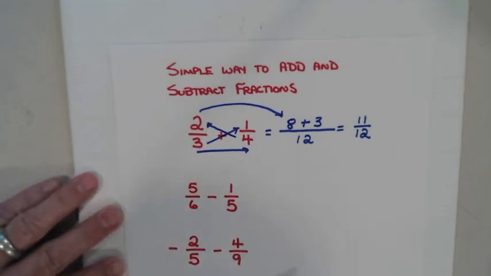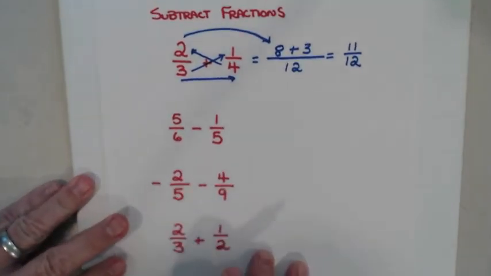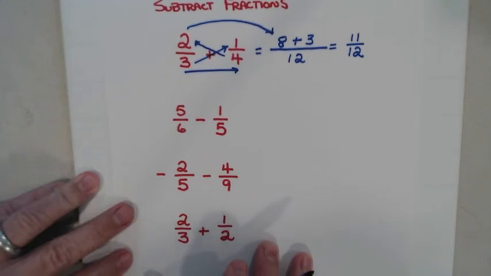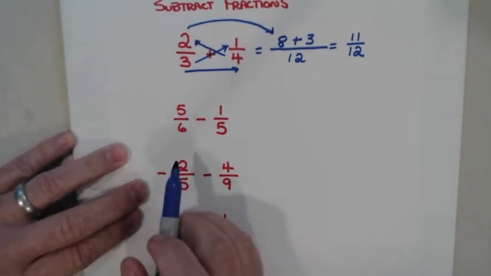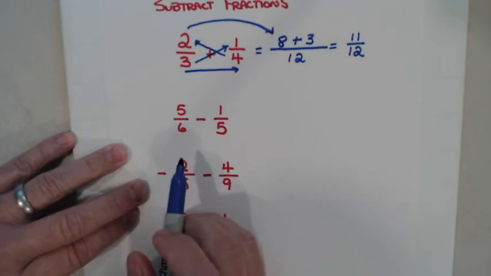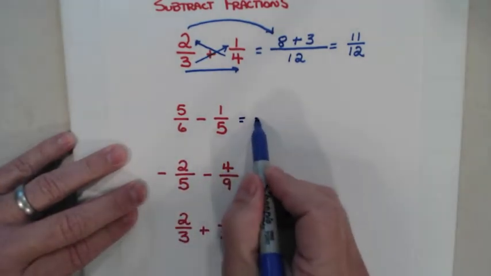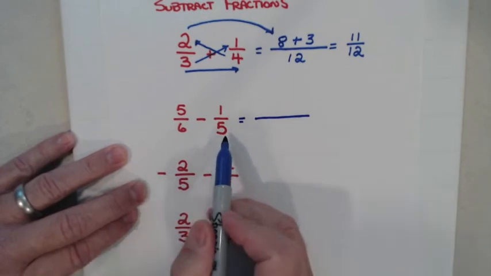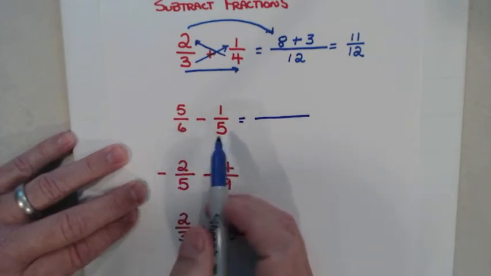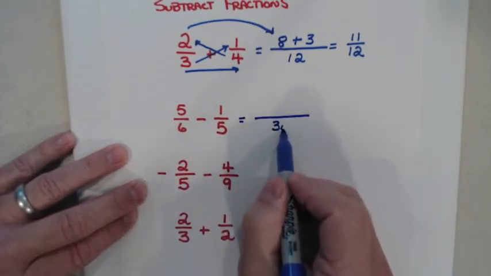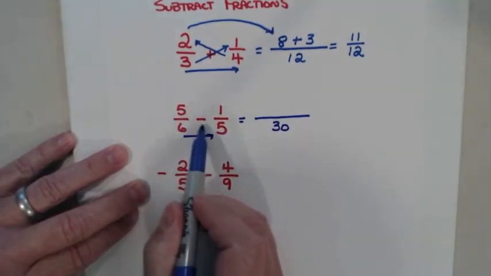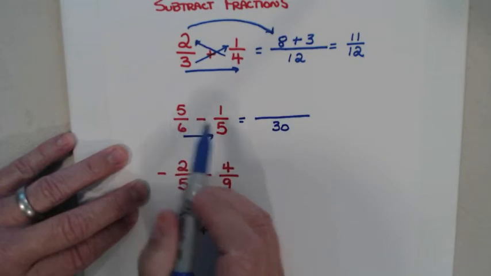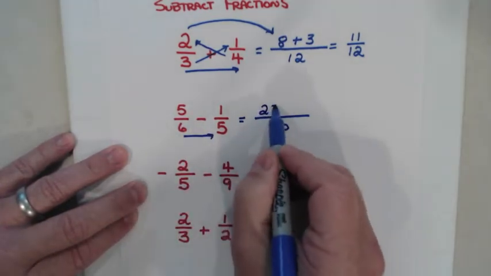So let's try that again, because this just takes a little practice, and this will be an easy way to add and subtract fractions. This one I'm subtracting. To add and subtract fractions I need a common denominator. So I want to multiply these bottom numbers together, the denominators. 6 times 5 is 30. Then I want to take these two and multiply them together. 5 times 5 is 25.